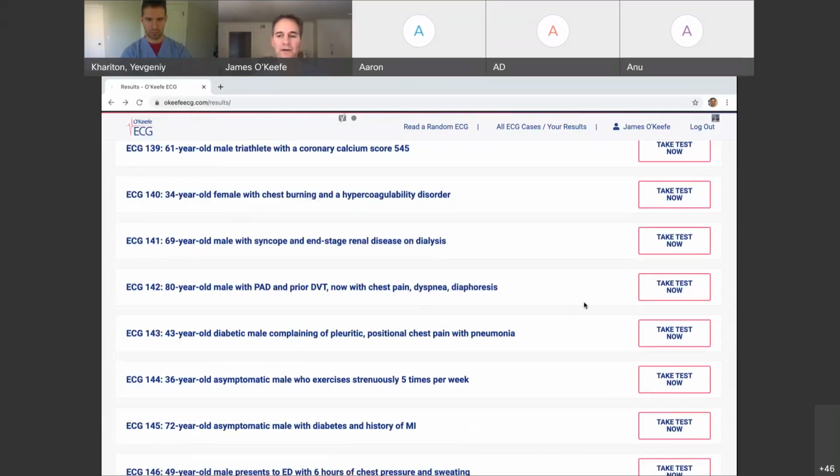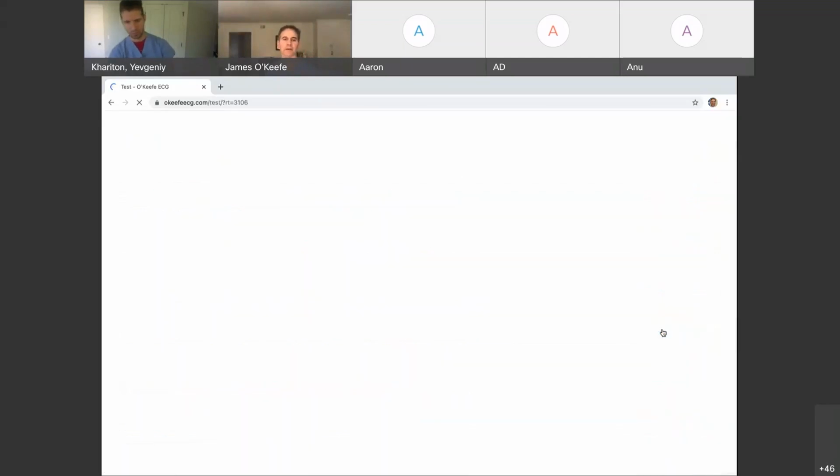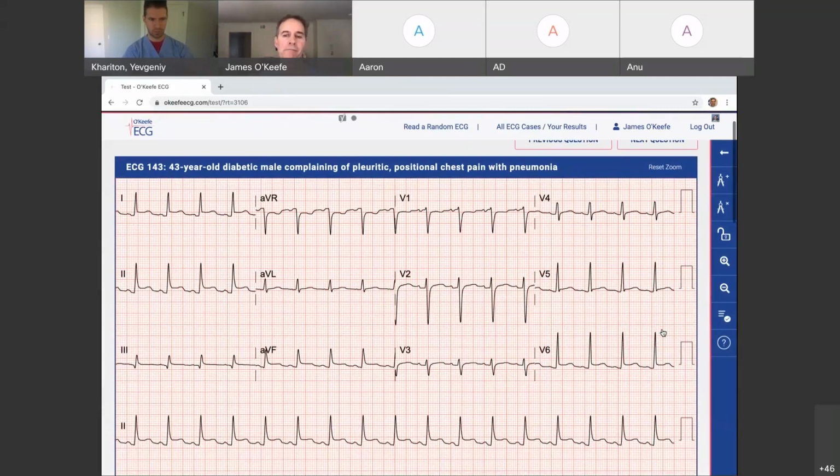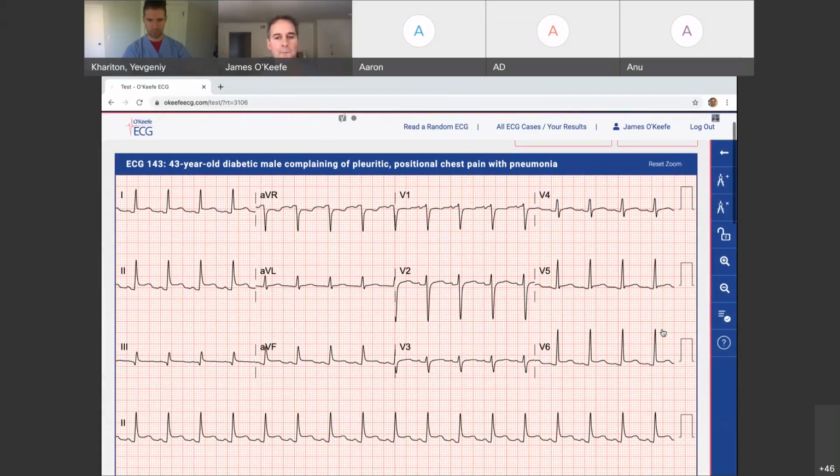Okay, we have a 43-year-old diabetic male who comes in complaining of pleuritic positional chest pain, diagnosed with pneumonia after getting in the hospital. Last boards, there was one like this. Anybody? Pericarditis. Yeah, very good. Pericarditis.